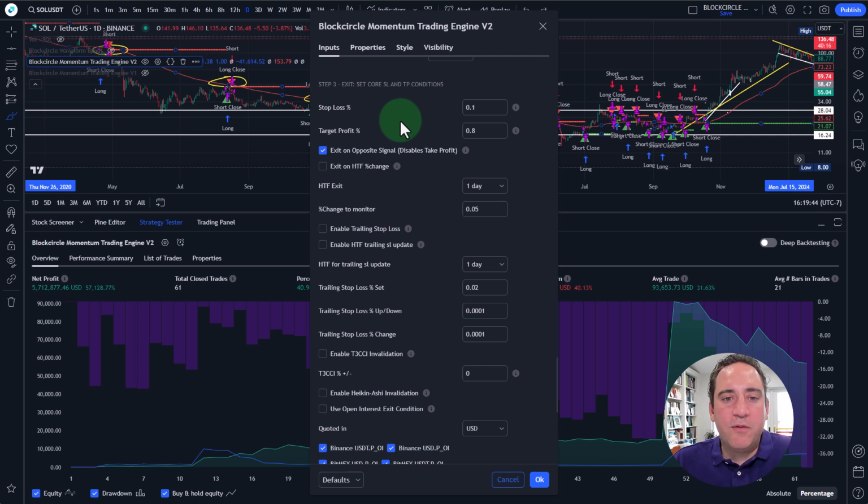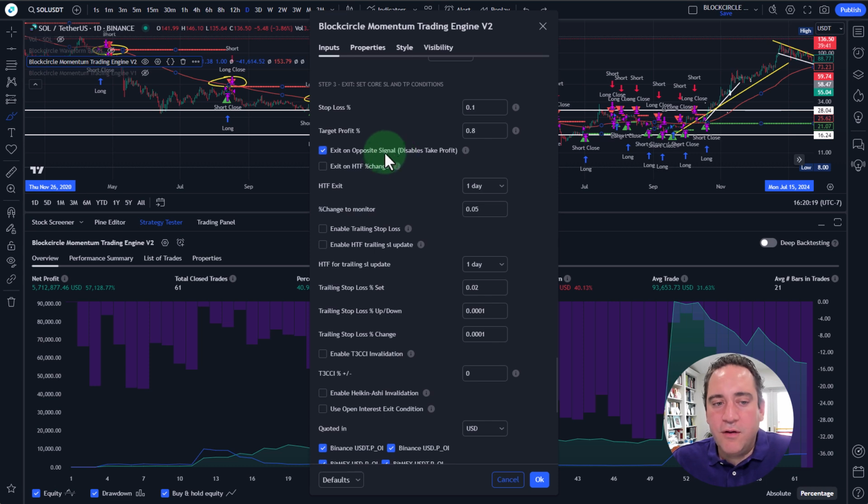So let's look at step 3, which are the exit conditions. So as you can see here, we have our traditional stop loss. We have our target profit. And we have a condition that says exit on opposite signal. So in other words, do you want to exit an open long if you have a short alert that is coming through? Then I have that enabled right now in this configuration.